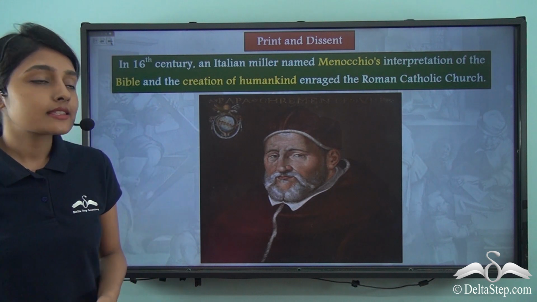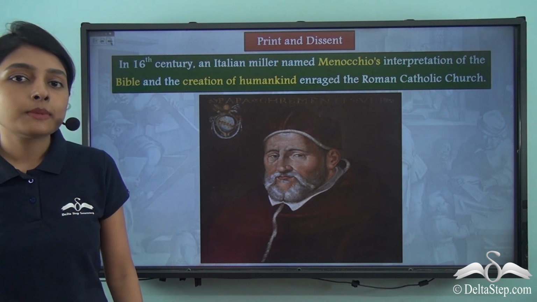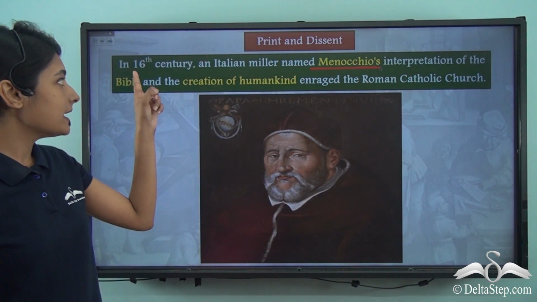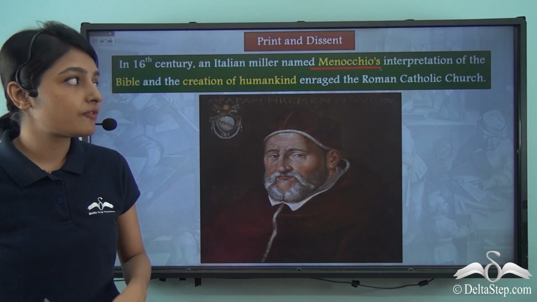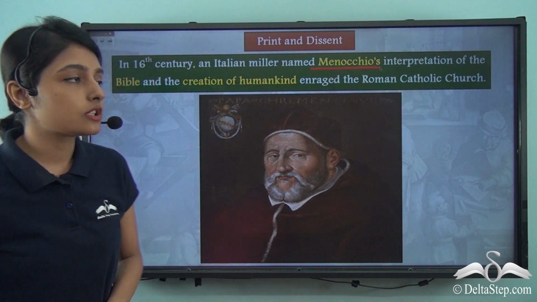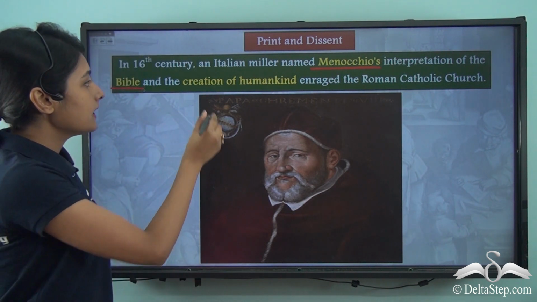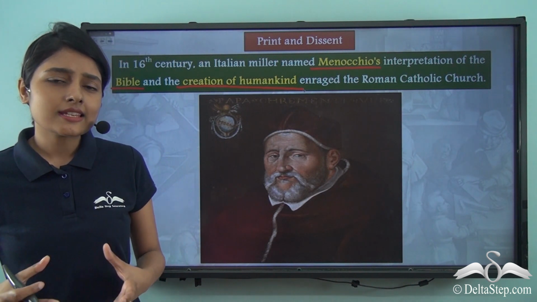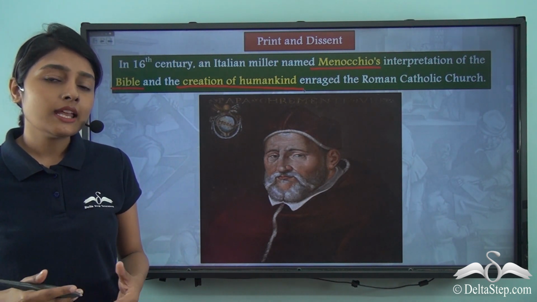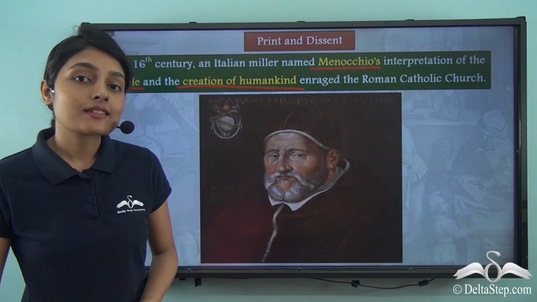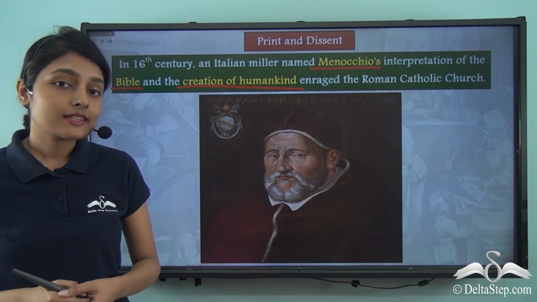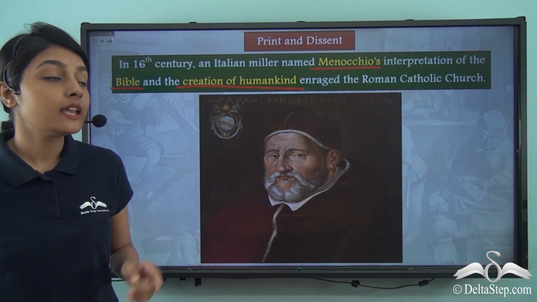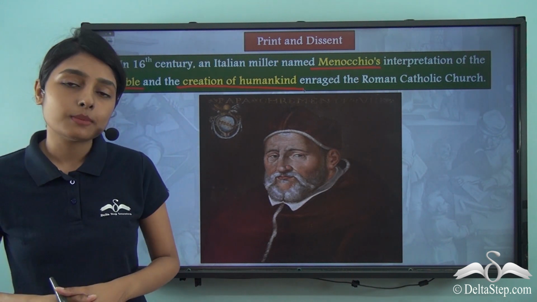So continuing the discussion that we have been having on the interpretation of religion in one's own way, let us now talk about the Italian miller named Menocchio. Menocchio in the 16th century came up with his own interpretation of the Bible and the creation of humankind. Now these were very sensitive issues because the Bible is the religious text of the Christians, and at the same time this creation of humankind is something that has been elucidated in the Bible.